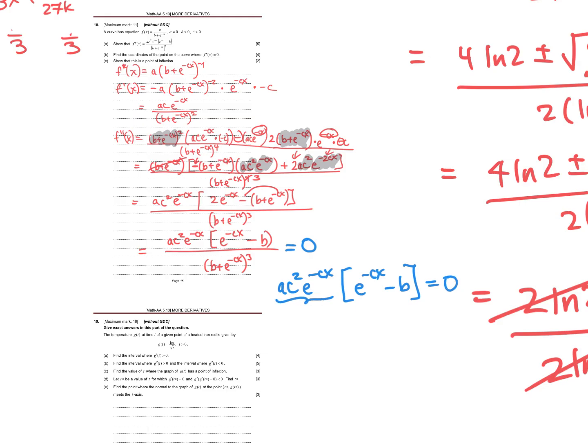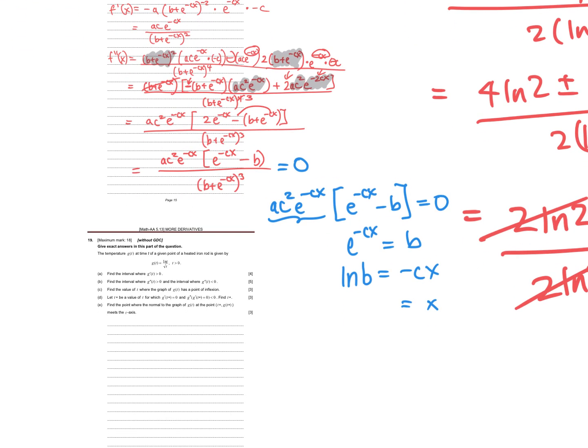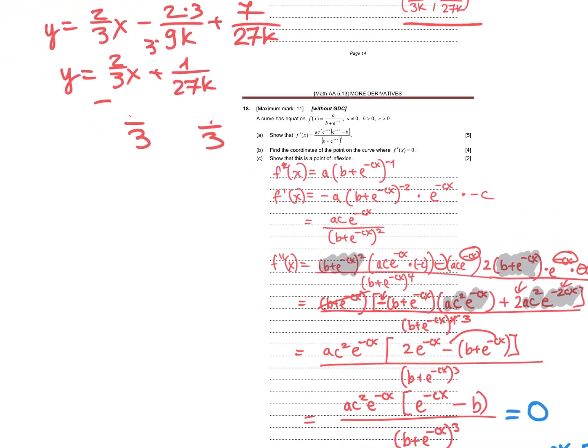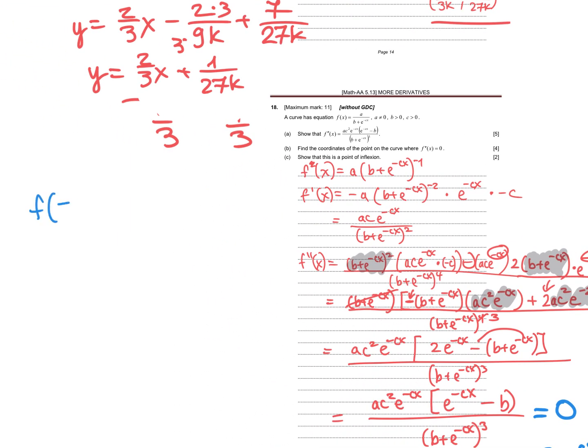So here, this will never equal 0, but we can have e to the negative cx minus b equals 0. So this is b, writing it natural log equals negative cx. So x is natural log b divided by, so 1 like this. Okay, so negative 1 over c natural log b. They would say the coordinate, so we need back into the regular function, negative 1 over c natural log b.